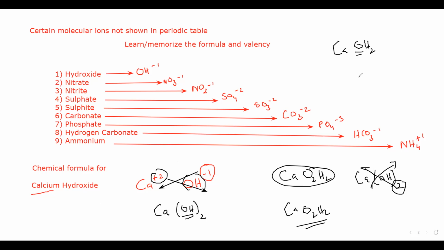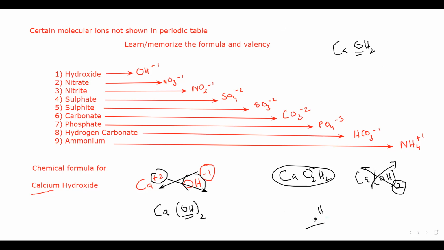So this bracket rule is only for these polyatomic ions, not elements. These are called molecular ions, groups of atoms which have a charge. So the bracket rule is only for these molecular ions. For the simplest ones, like aluminum oxide, you don't have to put it in a bracket. Is it clear?